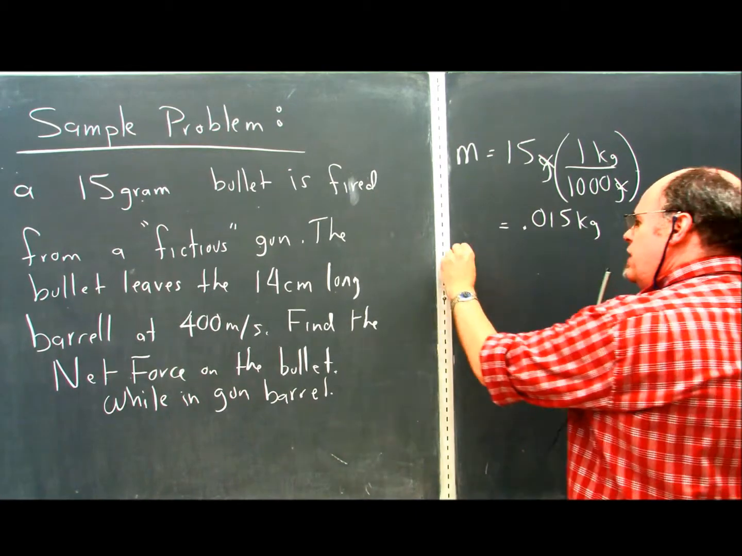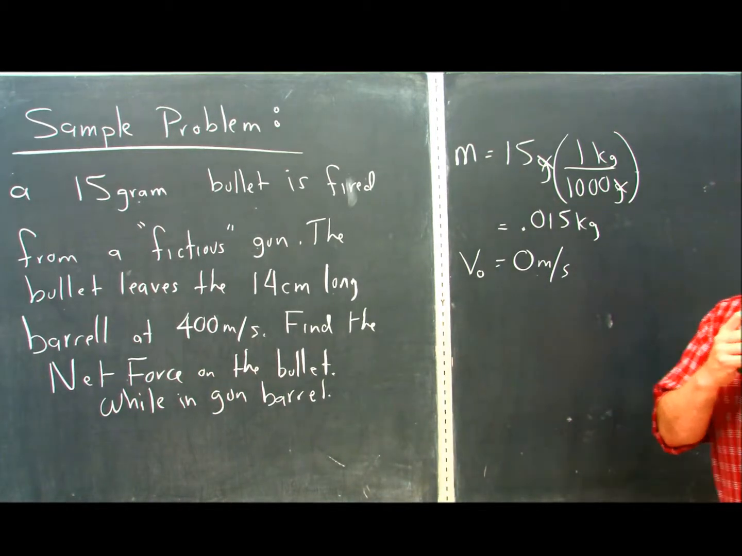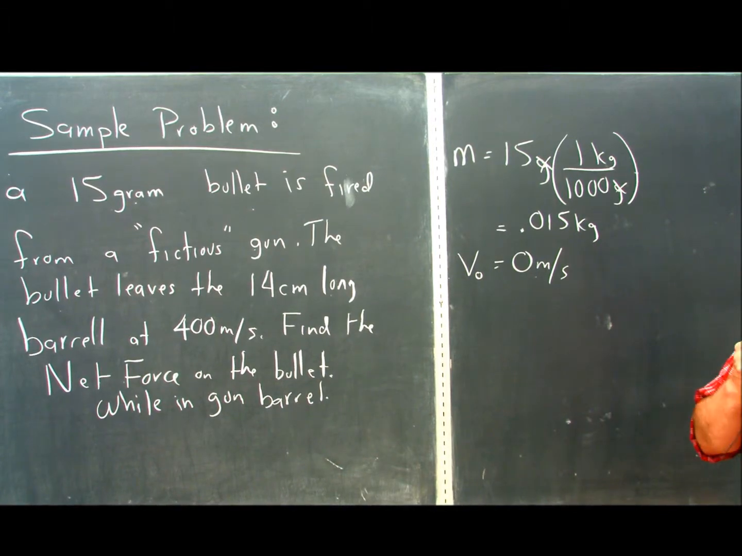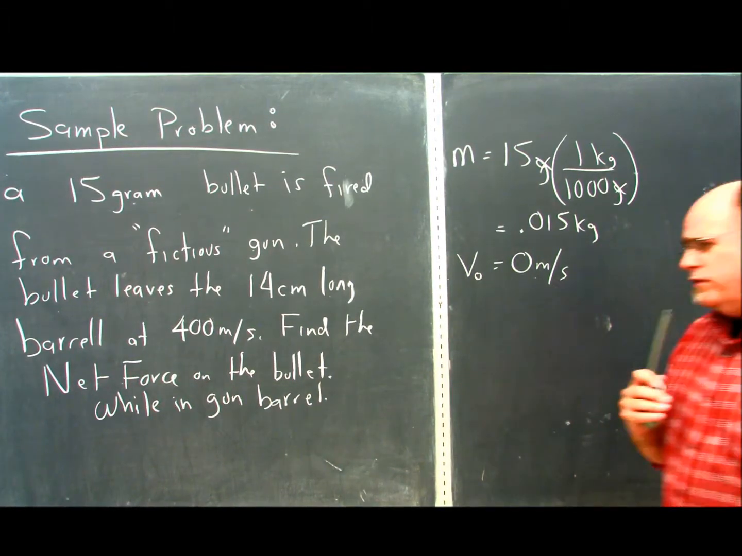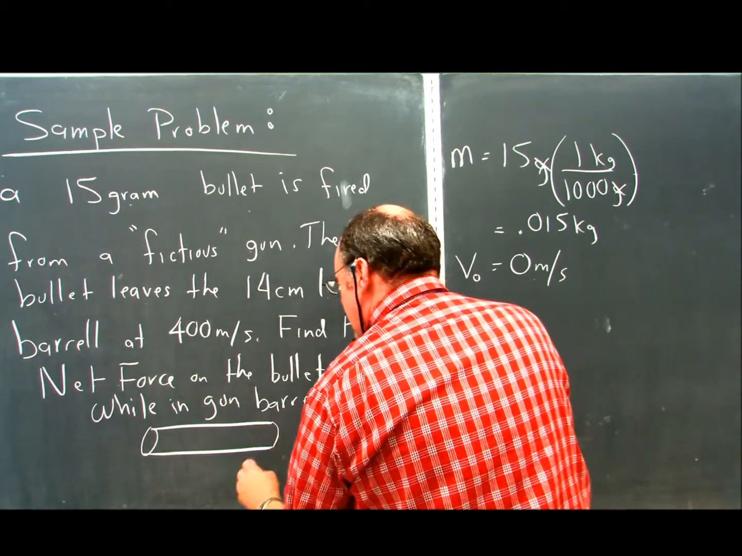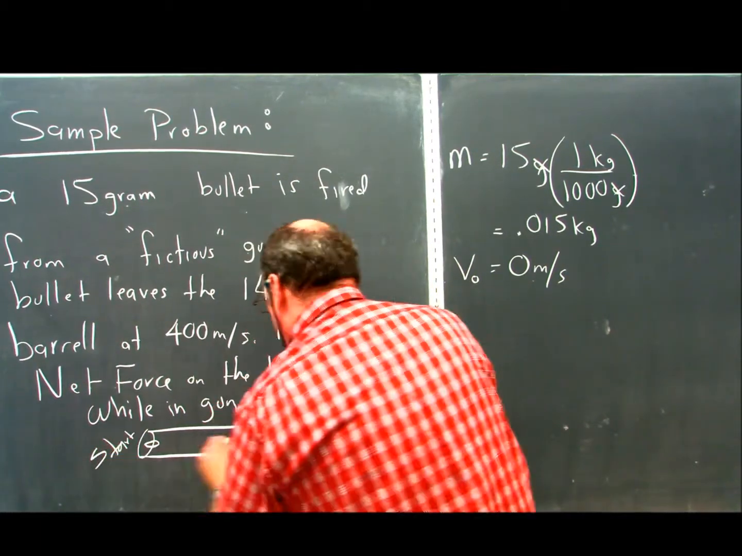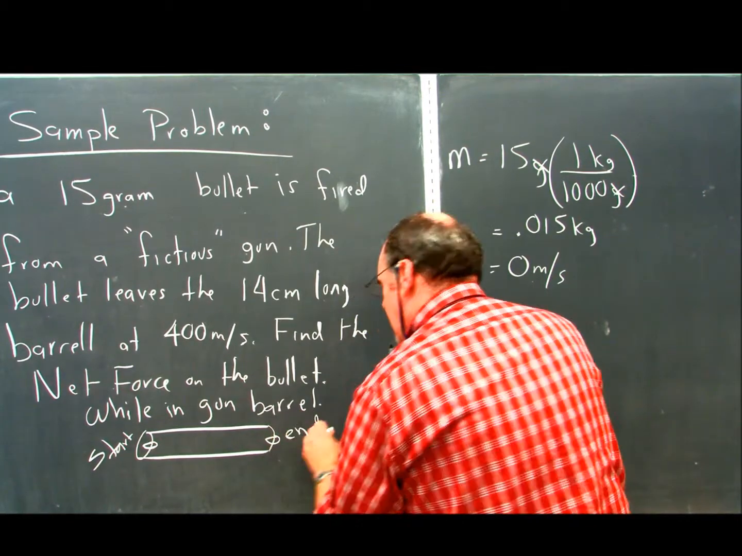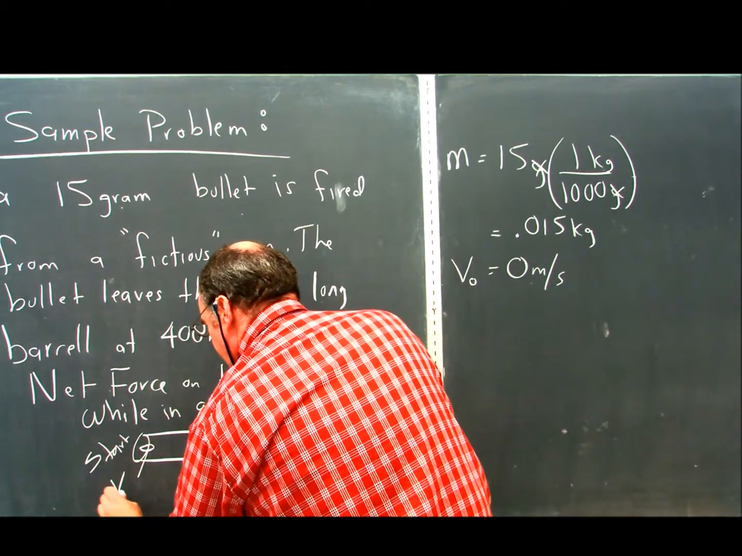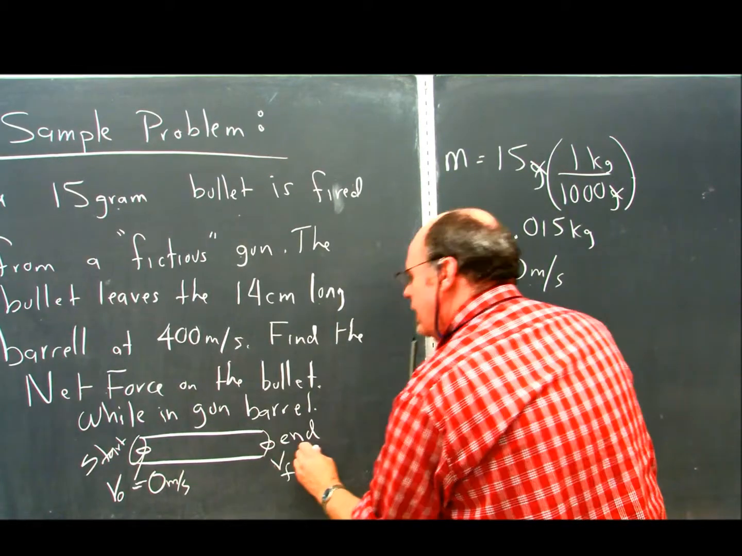The initial velocity is going to be 0 meters per second, because the gun has a barrel, and on one side of the barrel the bullet's not moving, and on the other side of the barrel the bullet is moving. If you imagine there's one side and there's the other side, we start over here and we end here. Where we start, the initial velocity is 0, and where we end, the final velocity is 400.